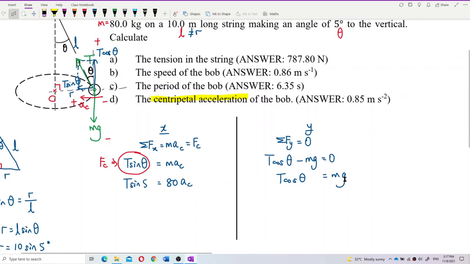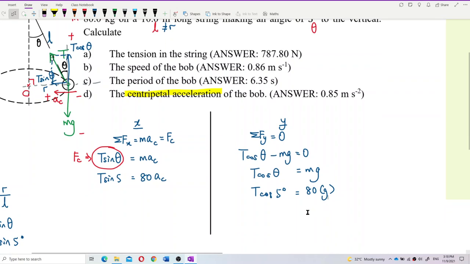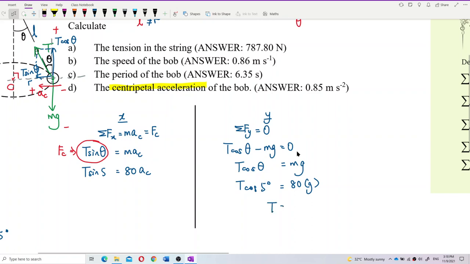Moving to the other side, from here we put in the values. Theta is 5 degrees, cosine 5 degrees, and mg, where m is 80, times gravity. So from here we can find the tension from the Y component. My tension is equal to, let's calculate, 80 times 9.81 divided by cosine 5, which is 787.80 newtons. So we got the tension already. Is it correct? Yes, the answer is correct.